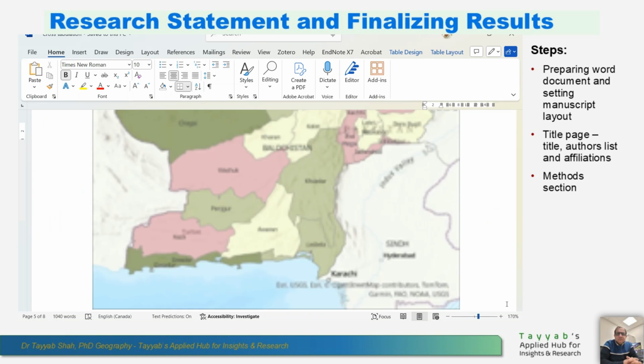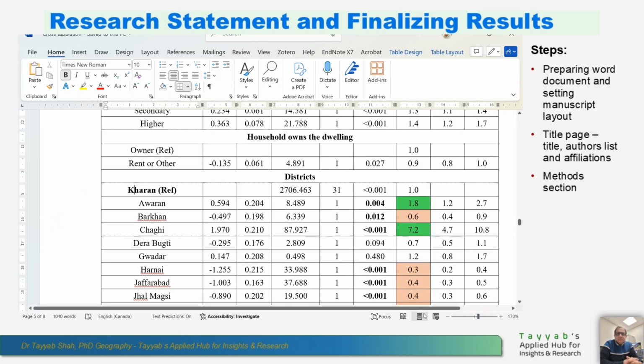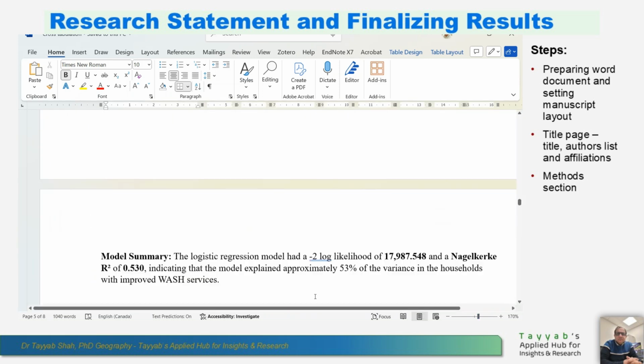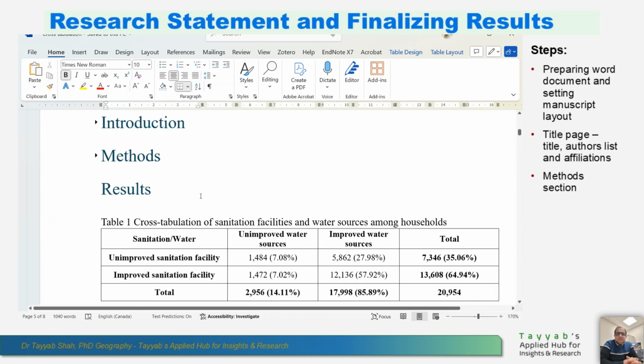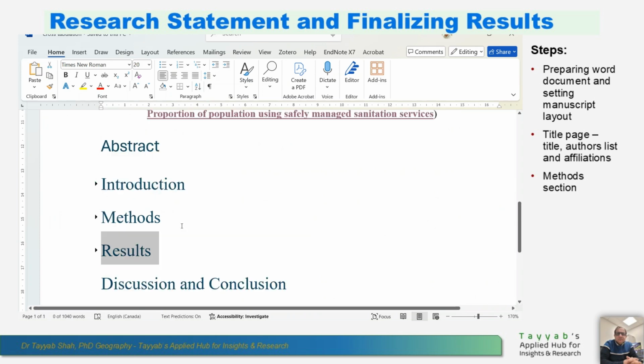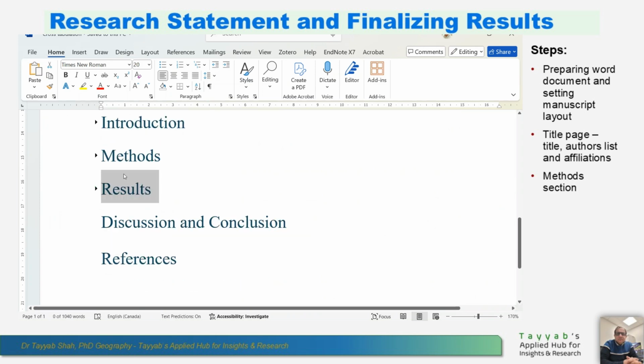So what are the other sections? We can start the paper, basically. I can show you a few areas which we have. Now we can start writing the methods because we know how we got the results, so we know those methods. We can describe everything very well, and then we can also start adding a little bit of text about each and every table.